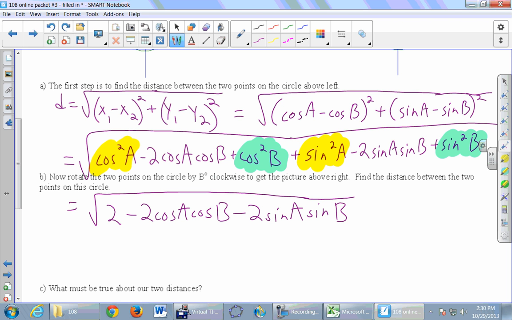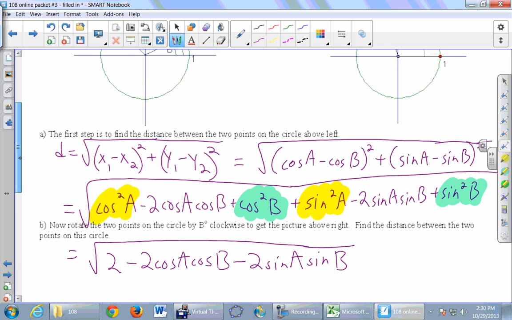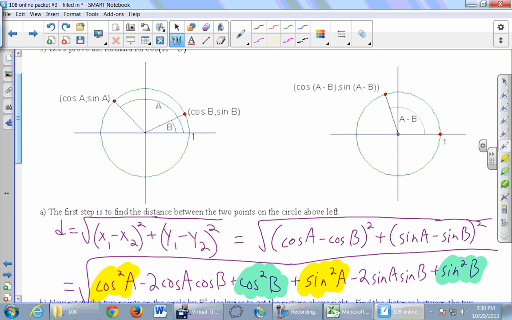Part B says, now rotate the 2 points on the circle by b degrees clockwise to get the picture above right. So we're going to take this entire diagram right here, and rotate it b degrees clockwise. So this line will land perfectly on the x-axis, which is why we don't see it here anymore. This line is just going to rotate by b degrees. It's not going to land here, but it'll land someplace, maybe here. And so that's this line right here.